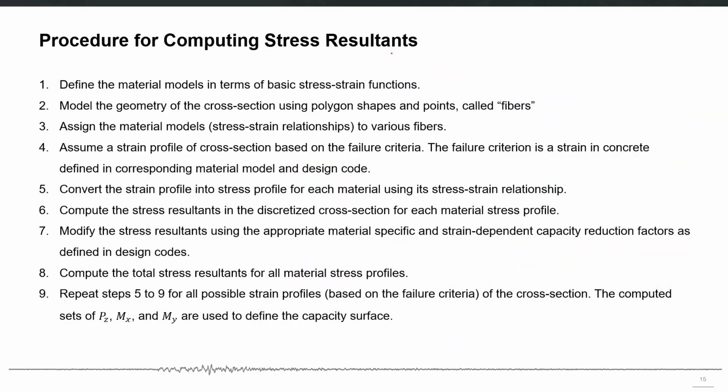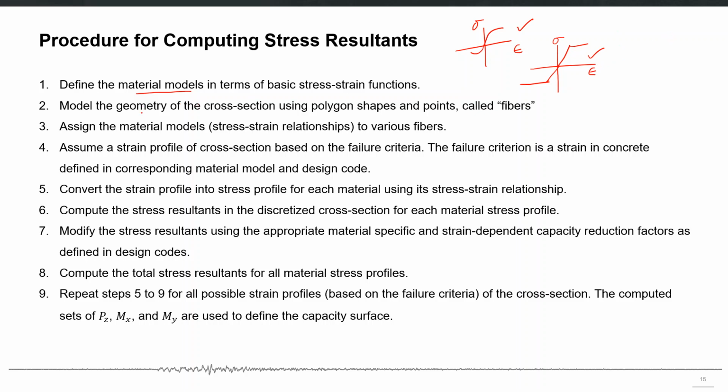So how we will use these stress resultant equations? We will first define the material models. We will basically define the basic stress strain relationships, these kind of relationships which we have to assign to our cross section. So for example, if a cross section is made of steel and concrete, you should define the nonlinear stress strain relationship for concrete and for steel also first. Then you will assign these stress strain relationships to your fibers in that cross section.